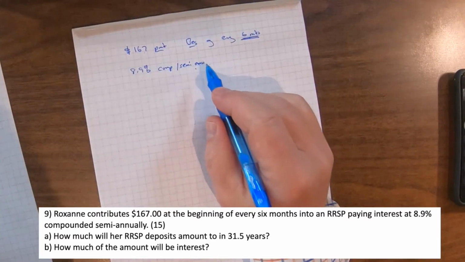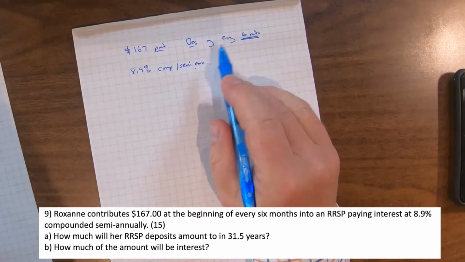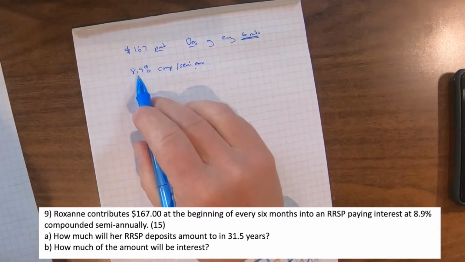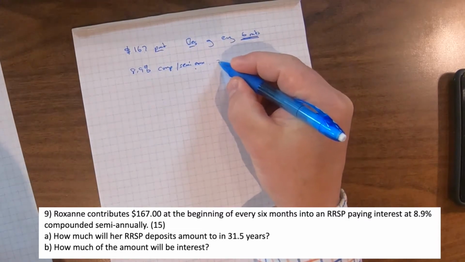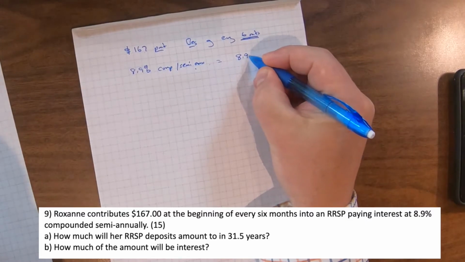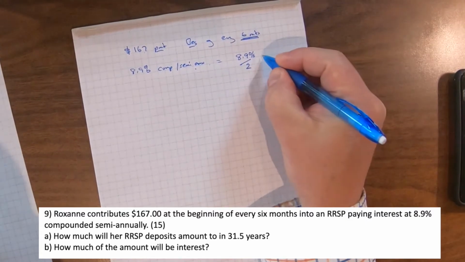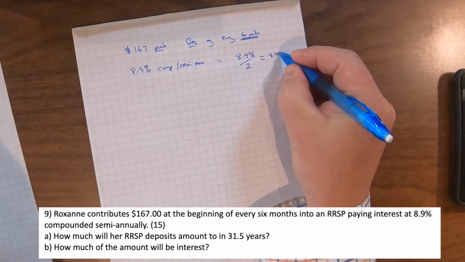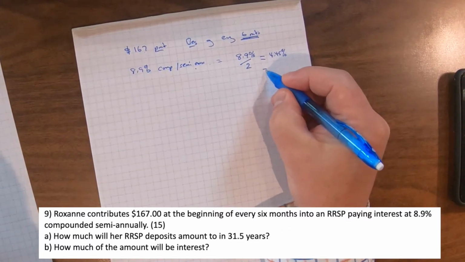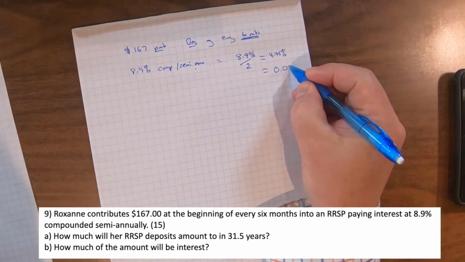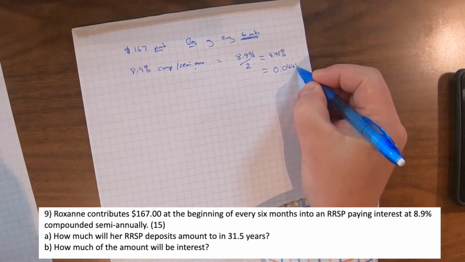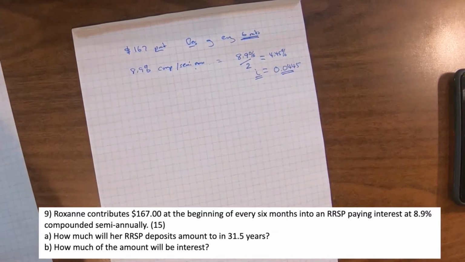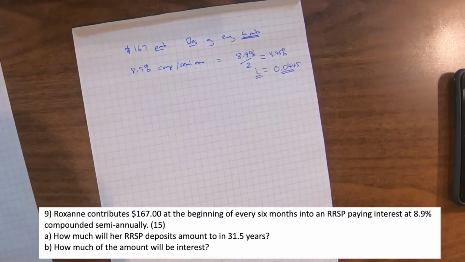So this is the basic gist of how we need to do a little bit of assessment. Now, because it's 8.9% and it's compounded semi-annually, what we do is we take 8.9%, we divide it by 2, and that will give us 4.45%, which converts to a decimal of 0.0445. Okay, so that's important for the purposes of calculating the i value.